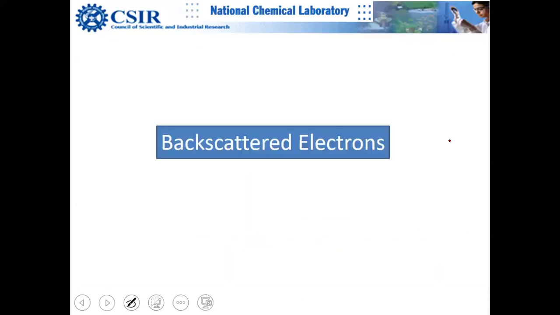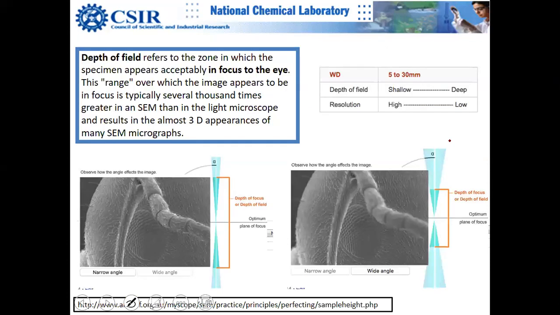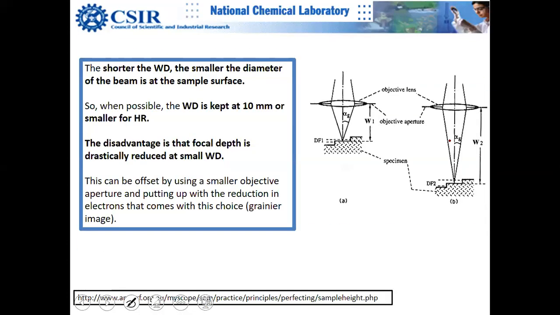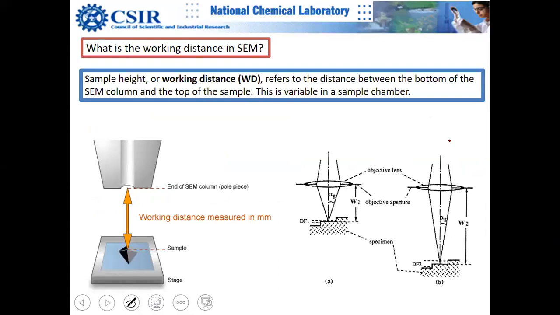But I will tell you the science part, why. Now you know that working distance is the distance from the top of the sample to the end of the SEM column. Now, how does it matter? Suppose working distance is 30 millimeters or 15 millimeters or 5 millimeters. The difference is basically in the shape of the electron beam. When you have shorter working distance, for example, let me draw it for you.